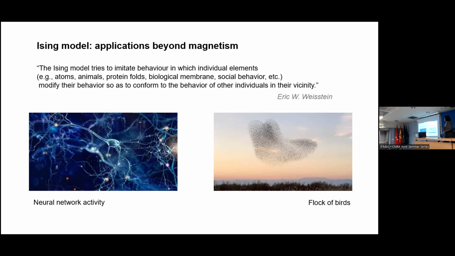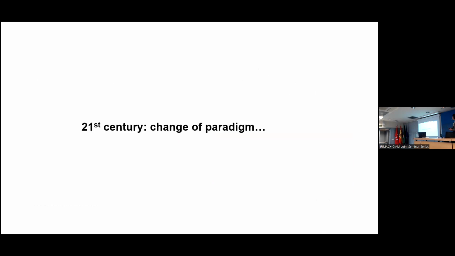So the behavior of these individual elements is modified so as to conform to the behavior of the other individuals in their vicinity. This is what the Ising model is doing. By adapting, in our case for the spin system, to the interaction of the neighbor spins, you give rise to phase transitions such as ferromagnetism. So this was the last century. Now we understood what ferromagnetism and antiferromagnetism are.